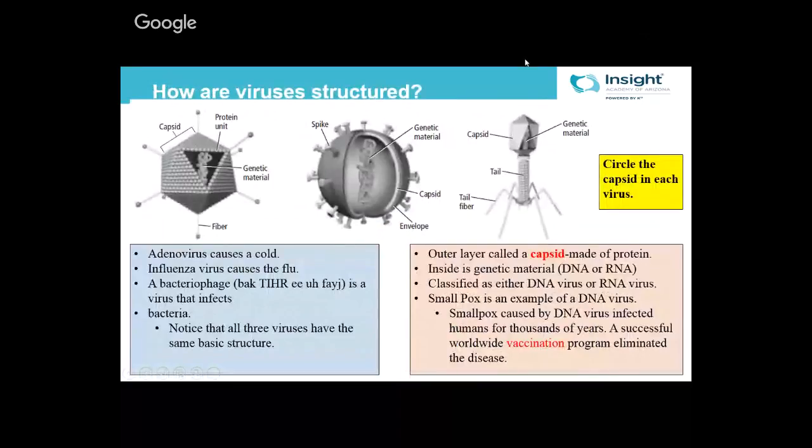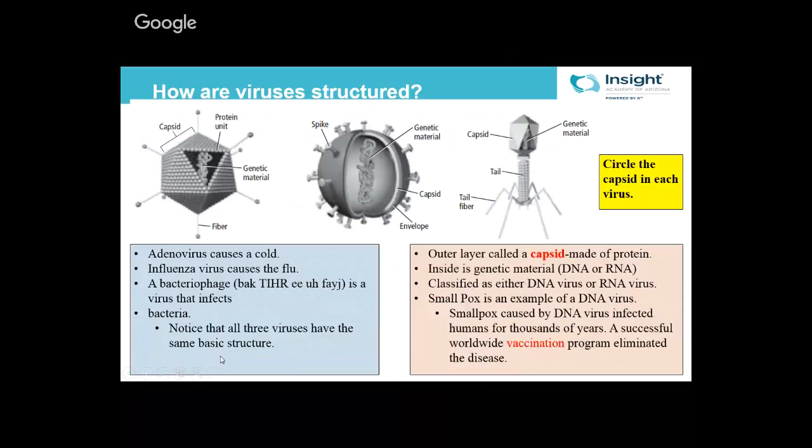Here we have the structures of the different types of viruses. And they pretty much have all the same thing. One of the things that they have in common is the capsid. The capsid is the outer layer made of proteins. Take a look at these. You can put them in your notes, but each one has a capsid. Each part of the virus has a special function, so its structure is related to its function.